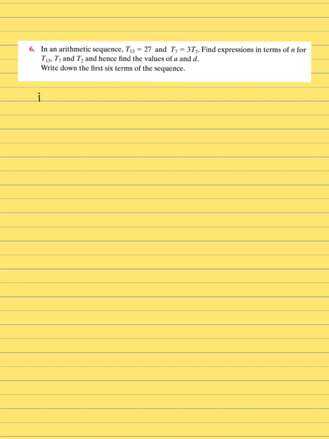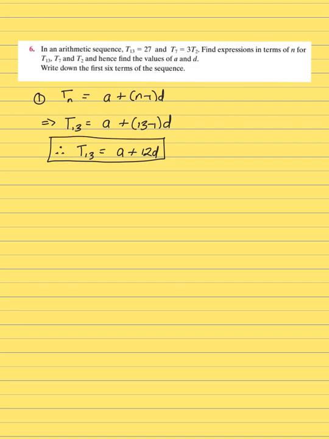First, we want to find the expression for t13. We know that tn is a plus n minus 1 times d. That means that t13 is going to be a plus 13 minus 1 times d, because n here is 13, and therefore we can just say that t13 is a plus 12d. So that's the first piece done.